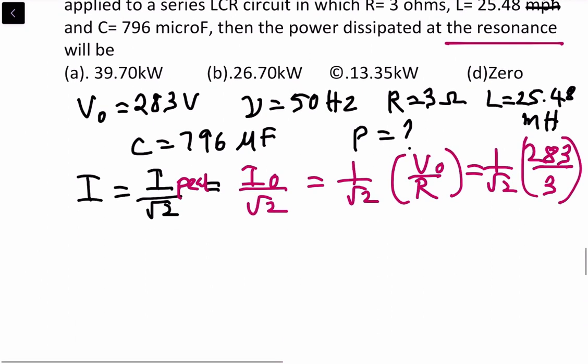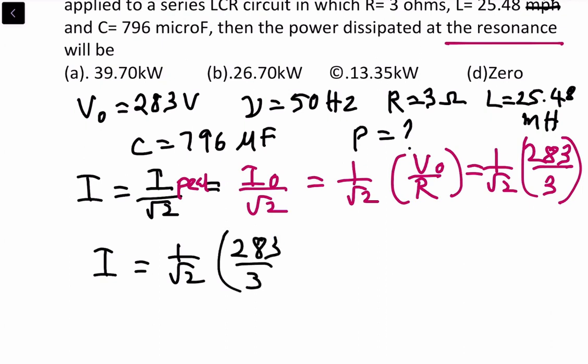Then after that we will get I is equal to 1 by root 2, 283 by 3. Actually I have taken directly V naught by R. I could have solved separately, but because of time problem, V naught by R gives you the peak value of the current, then divide it with root 2, you will get the RMS value of the current. Then once you simplify, you will get 66.7 amps.